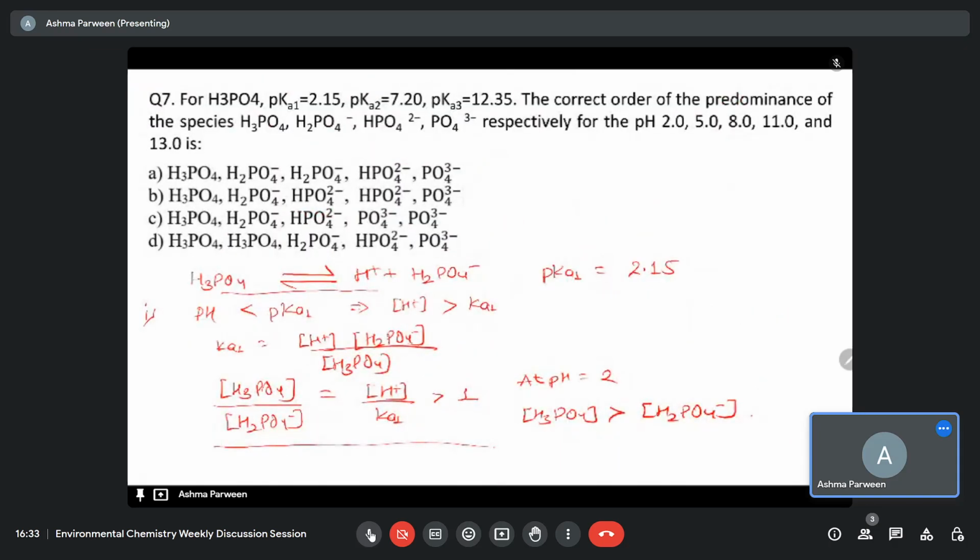So let's see. We have found out that at pH 2, H3PO4 is the dominant form. At pH 5, H2PO4 minus is the dominant form. At pH 8, HPO4 2 minus is the dominant form, and at pH 11 also HPO4 2 minus is the dominant form, and at pH 13 phosphate, that is PO4 3 minus, is the dominant form. So the correct answer is B. I hope this question is clear. If you have any doubt you can ask, or else we can move to the next question.